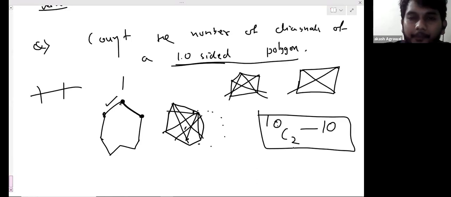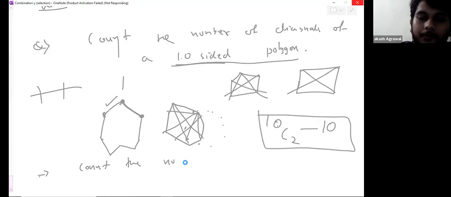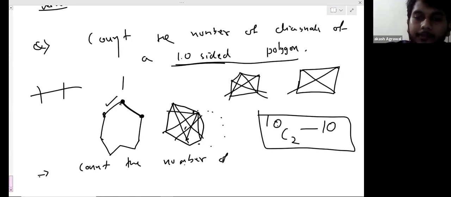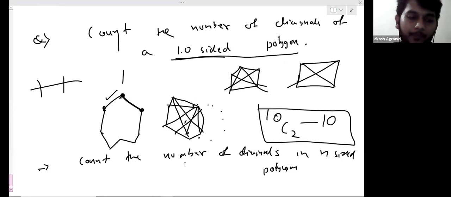Okay. So your homework question is, count the number of diagonals in an n-sided polygon. Okay, and you have to solve it completely.